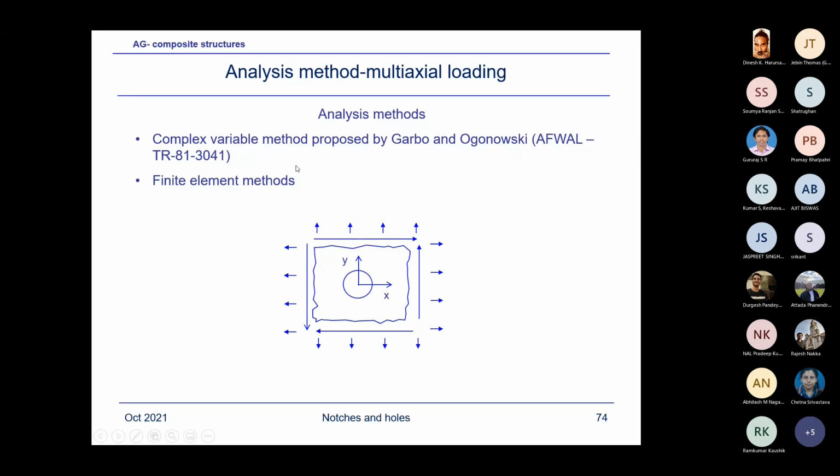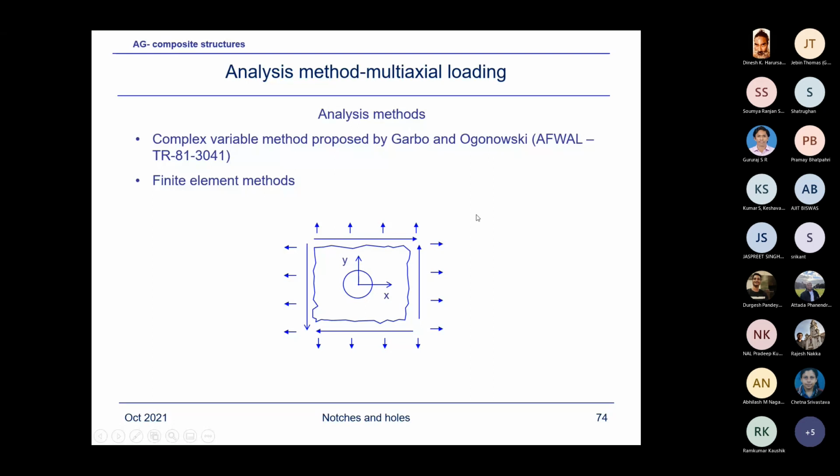The method was proposed by Garbo and Ogonowski, in this AFWL TR report, which I had sent earlier, for bolted joints. It is valid for filled hole and open hole compression and tension. They use a complex variable technique to determine the stress distribution for multi-axial loading in a plate with a hole. And that's what you need.